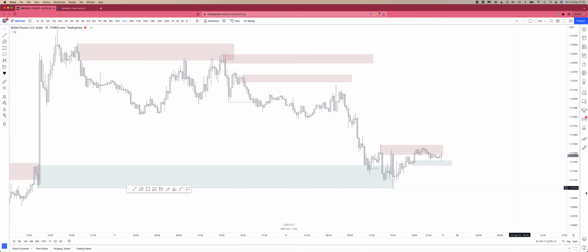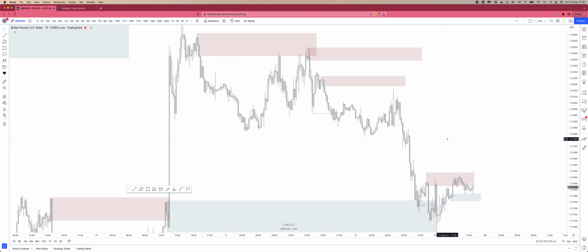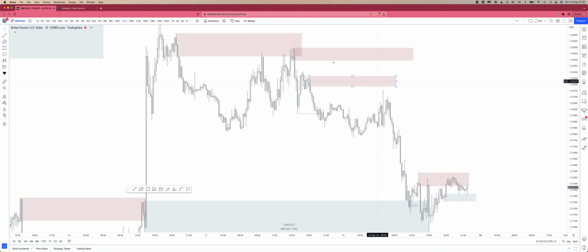Where's my demand? We've had some unmitigated 15-minute demands though. I think I was marking this up on Thursday night. I expected price to go higher into here before selling off, but as you can see, it respected this 15-minute range, but I didn't really tap into it. But it was nice bearish momentum.